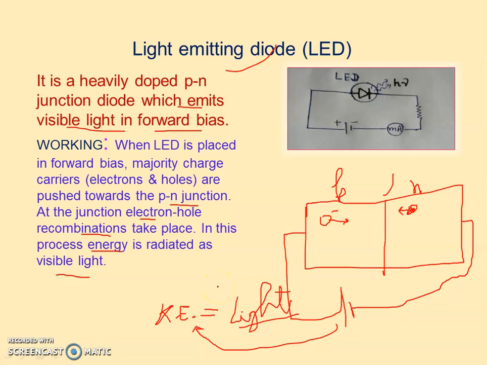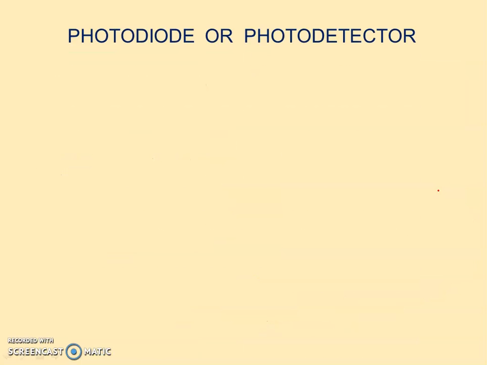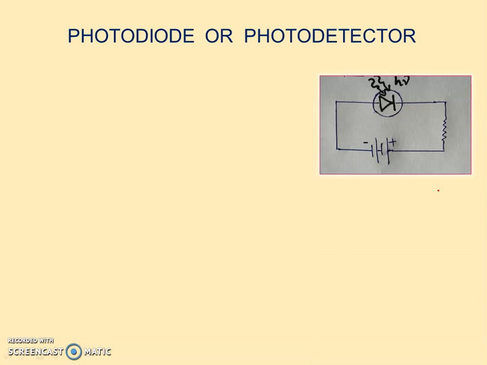So we can see there are so many types of LED of different colors, red, green, violet, means the colors of visible light. This is the graph in which we are forward biasing it. This is the forward voltage, this is the forward current. So this is the current related to the different color of LED.